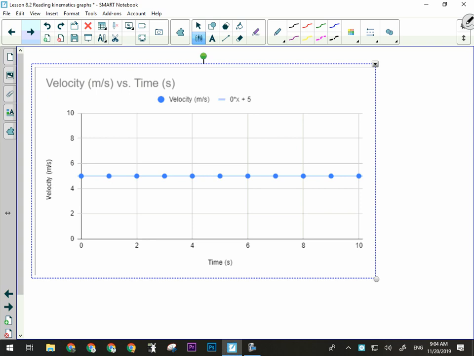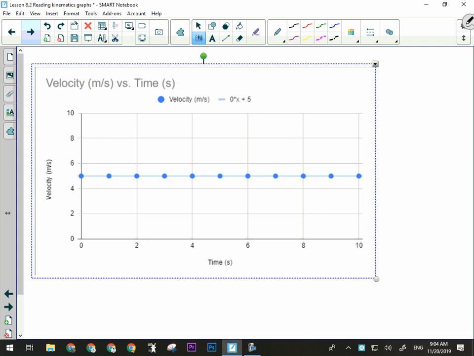Velocity versus time graph. What's this object doing? It's traveling at a constant velocity of 5 meters per second. What's the acceleration of this object? 0. How can you tell that? The line's flat, so obviously there's no acceleration. It's not accelerating, so there can't be a number.